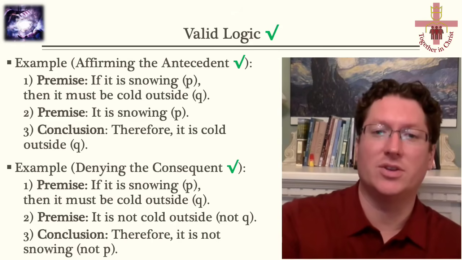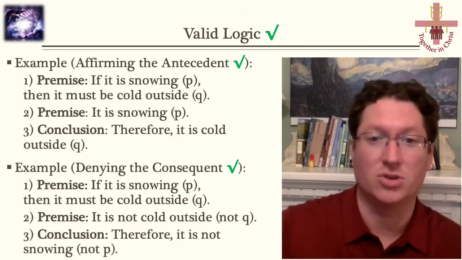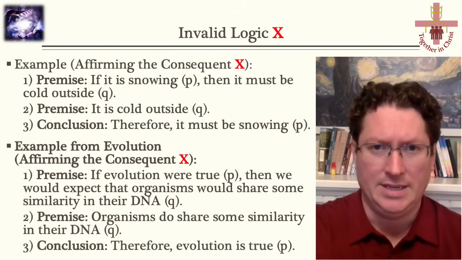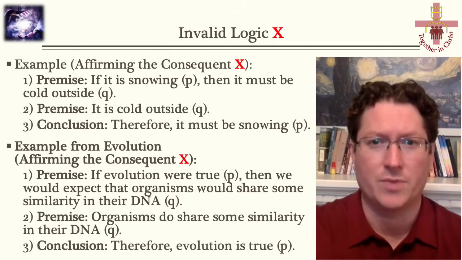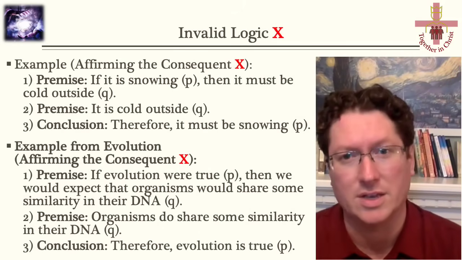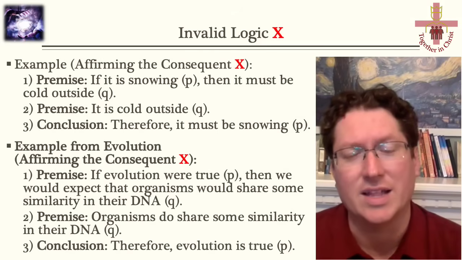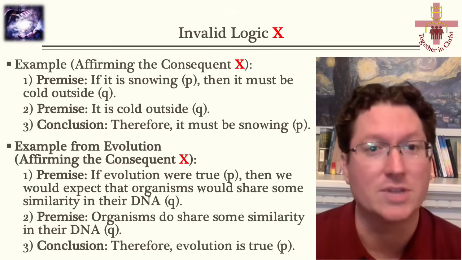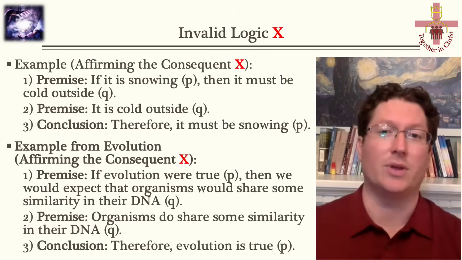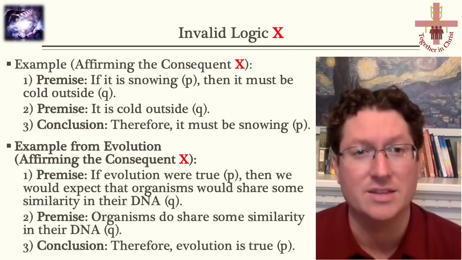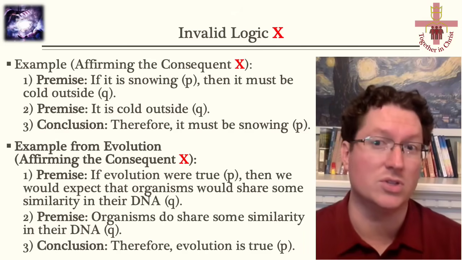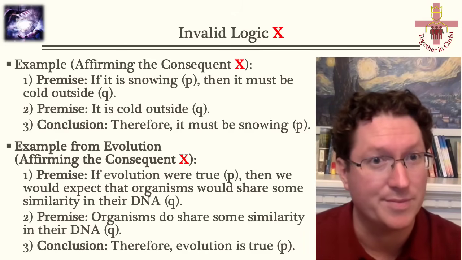However, as we've been saying, there are two ways to mess up formal logic and so make an invalid deduction. So, invalid logic. The first example is affirming the consequent. This is invalid. It goes, as you see, the first premise: if it is snowing, P, then it must be cold outside, Q. And then the second premise: it is cold outside, so affirming what follows, Q. And then the conclusion: therefore it must be snowing, P.